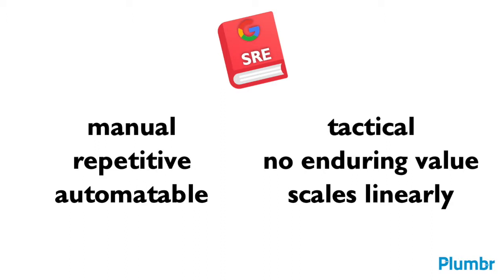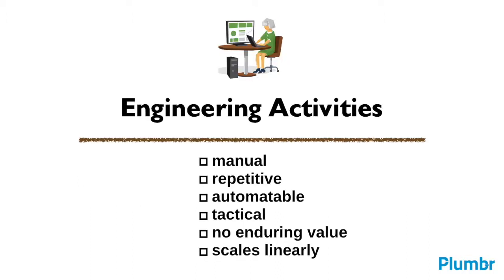The Google SRE book defines toil as being tasks that can be manual, repetitive, automatable, tactical, devoid of enduring value, and that scale linearly as a service grows. If any activities currently undertaken by your team have these characteristics, then they definitely fall under the category of toil.